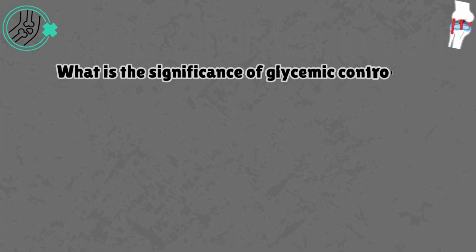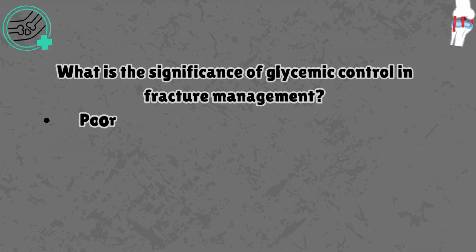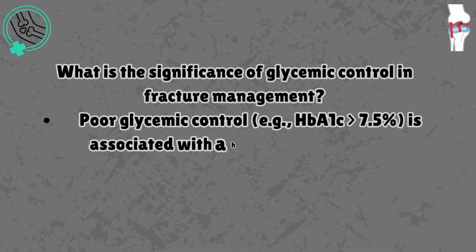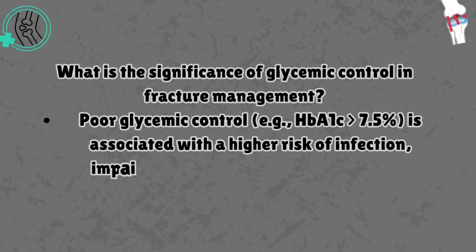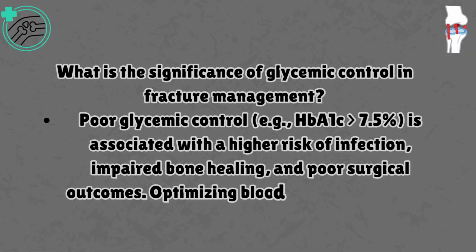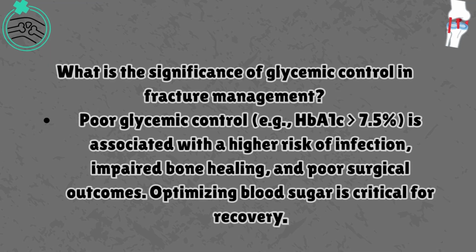What is the significance of glycemic control in fracture management? Poor glycemic control, for example HbA1c greater than 7.5%, is associated with a higher risk of infection, impaired bone healing, and poor surgical outcomes. Optimizing blood sugar is critical for recovery.